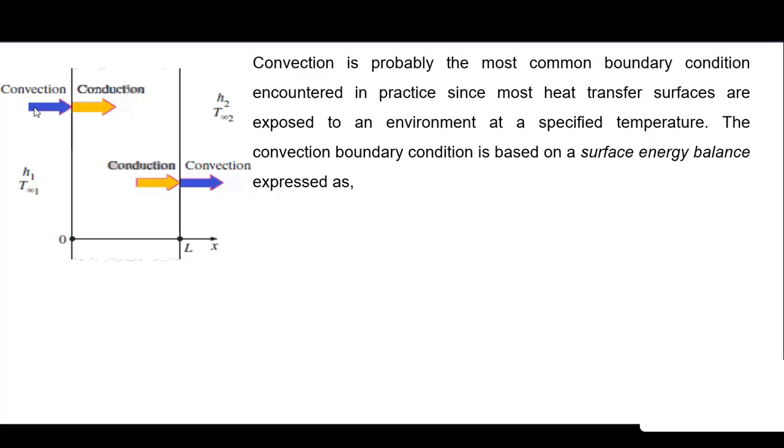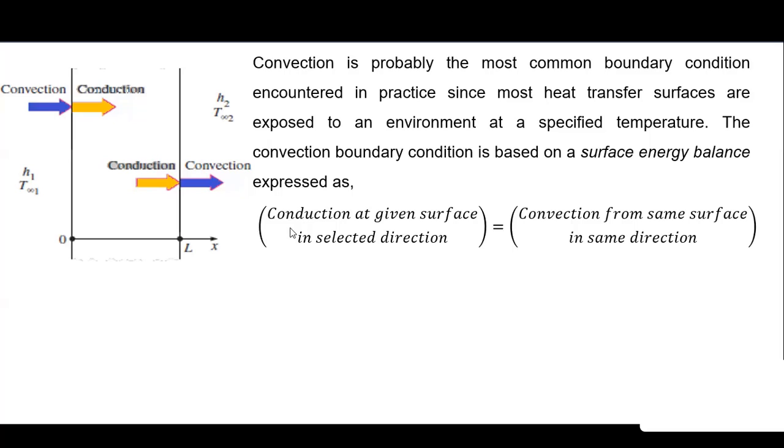Once again I am saying, you can see that whatever is the heat flux by convection, the same heat flux is by conduction. So whatever we have done in the specified heat flux boundary condition, the same logic we can apply here, and we can write this as conduction at a given surface in a selected direction, suppose the positive x direction, is equal to convection from the same surface in the same direction, and both are equal. That is what is called the convection boundary condition.